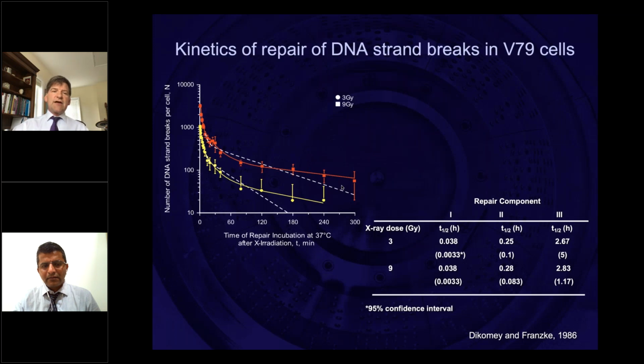Now, you can also use repair kinetics, or you can count the number of DNA strand breaks in cells, and you can observe the repair kinetics that take place. And this is work that was performed by a German group in the 1980s. And in fact, using this technique, they were able to resolve 3 separate repair components, one that had an extremely short half-life. We're talking about less than a minute here.